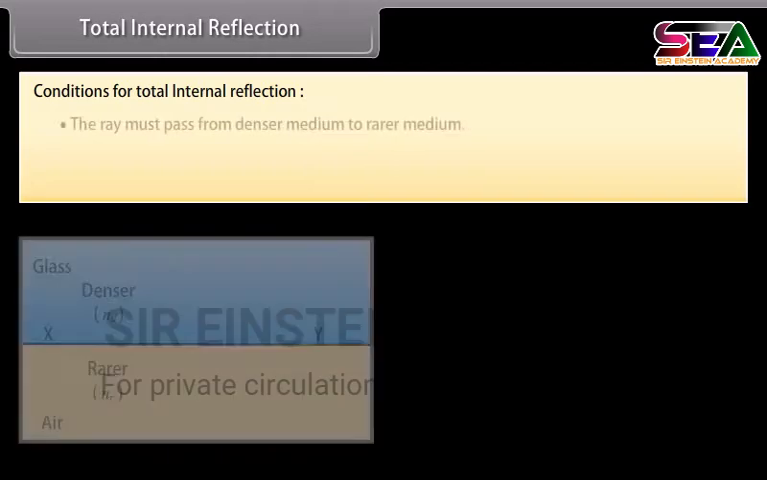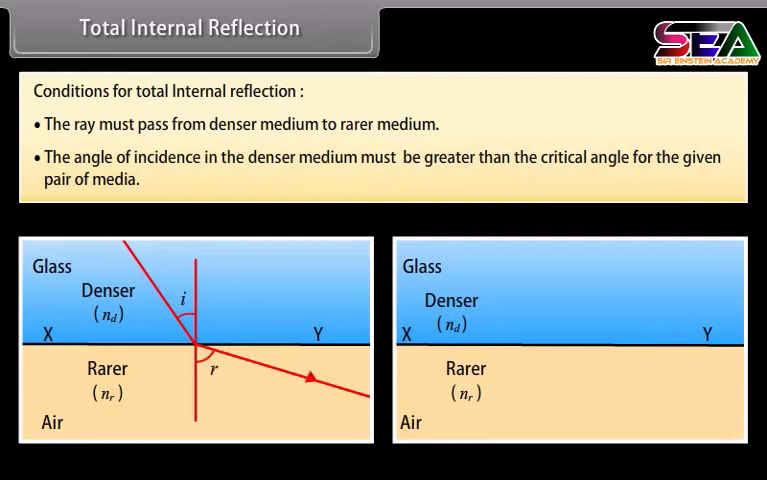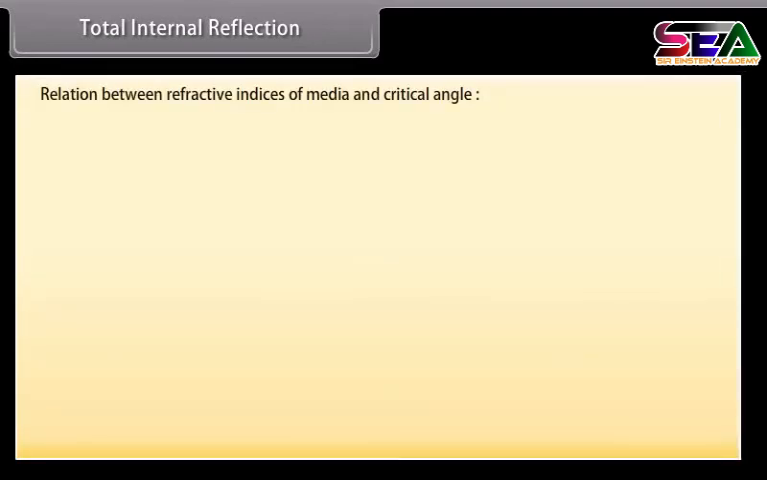Conditions for total internal reflection. The ray must pass from denser medium to rarer medium. The angle of incidence in the denser medium must be greater than the critical angle for the given pair of media.